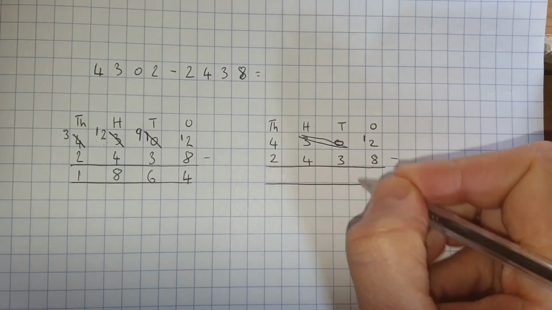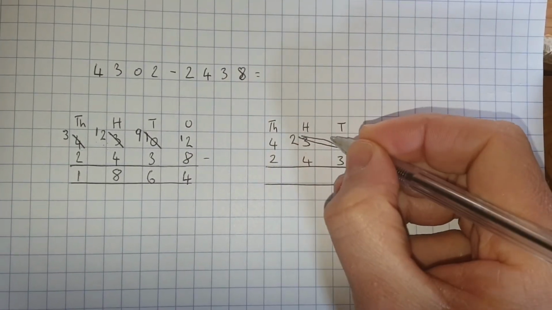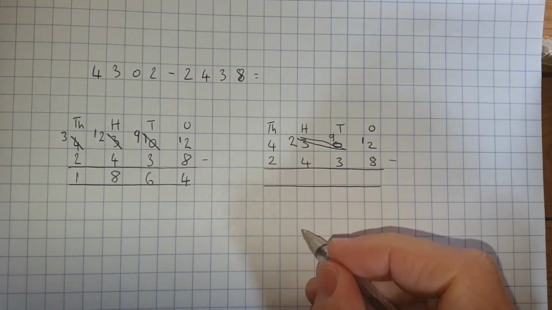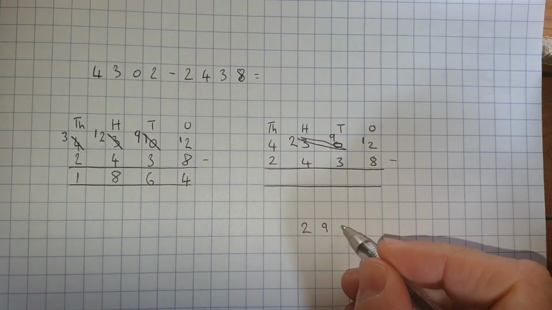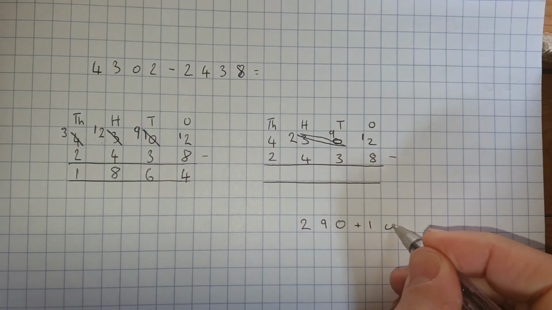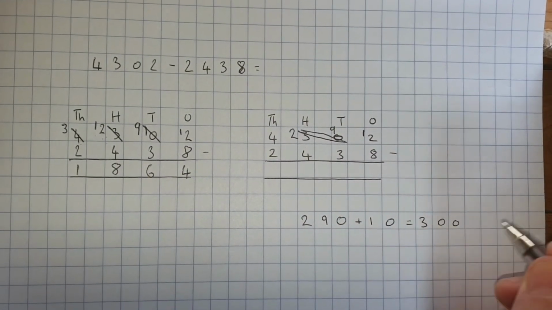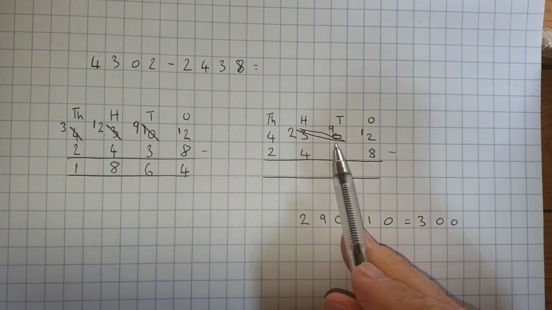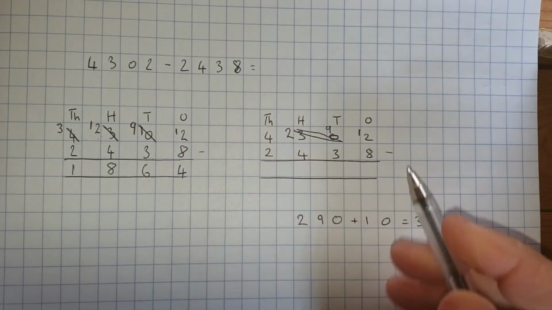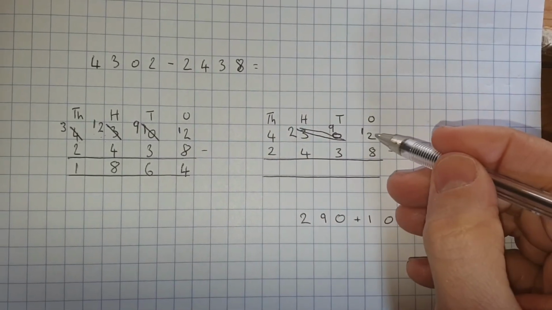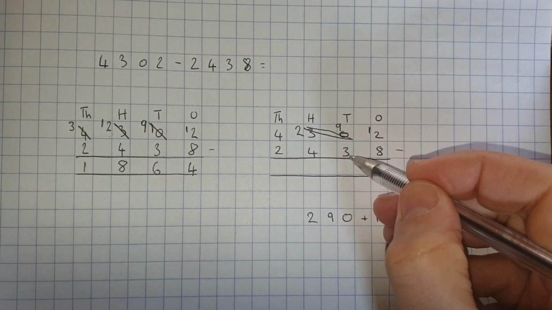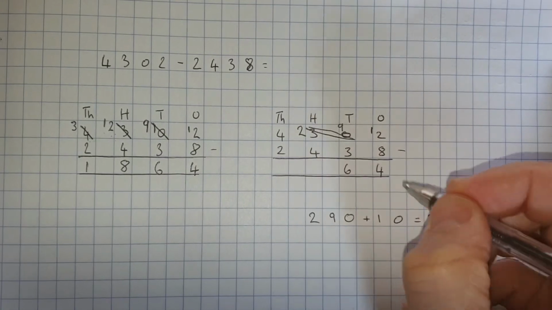put my set of 10 in here, and that leaves me with 29 sets of 10 here, because 29 sets of 10 is the same as 290, and if I add that extra set of 10 on, it gets me back to 300. So I've not changed the value of the number, I've just changed how I've distributed it across. So now I can attack this problem again. It's 12 take away 8, which is 4. 9 sets of 10 take away 3 sets of 10, which is 6 sets of 10.